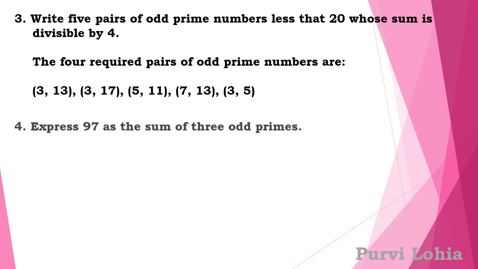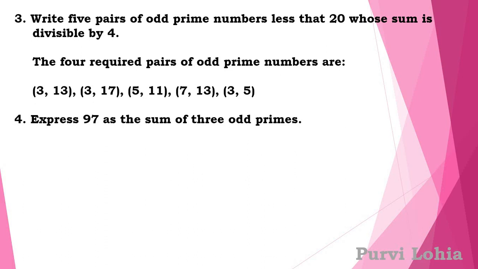Next question. Express 97 as the sum of 3 odd primes. So this answer also may differ from your answer. My answer is 41 plus 43 plus 13. So all these are odd prime numbers.